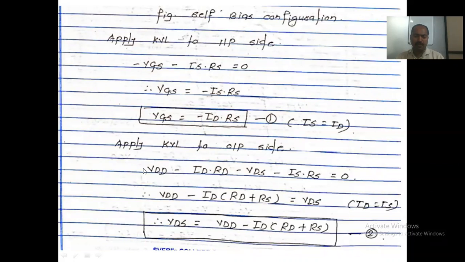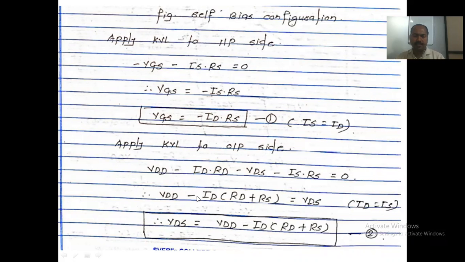For that equation, when we apply KVL to the output side, the equation is VDD minus ID into RD minus VDS minus IS into RS. We know that IS is nothing but ID. So for IS, we write ID. Why do we do the same? When we take IS as ID, then this ID is common. That's why it is done. VDD minus of ID into RD minus of VDS minus of ID into RS, because IS is nothing but ID. So this ID is taken common.